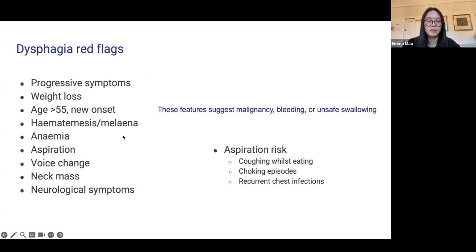Because with unsafe swallowing, you can get aspiration pneumonia. So you need to ask if they cough whilst eating, if they have any choking episodes, or recurrent chest infections, which are signs that they've had previous unsafe swallowing. And here's the list of things you can rule out, so it's important to ask if they're experiencing any of these.